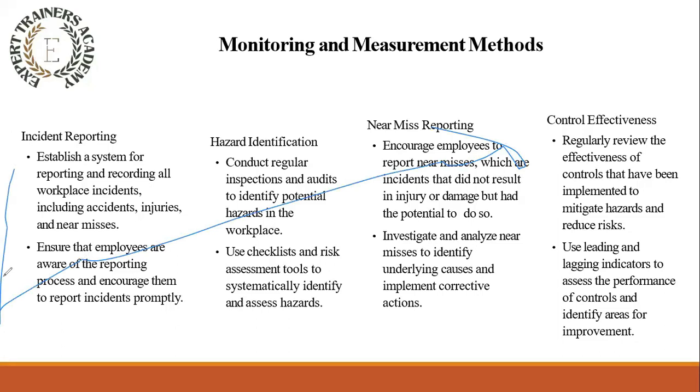Encourage employees to report near misses, which are incidents that did not result in injury or damage but had the potential to do so. Investigate and analyze near misses to identify underlying causes and implement corrective action. So even for a near miss, the immediate cause and root cause have to be identified and corrective actions taken accordingly. Control effectiveness: regularly review the effectiveness of controls that have been implemented to mitigate the hazard and reduce the risk.